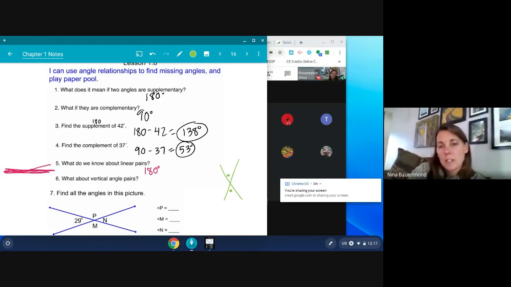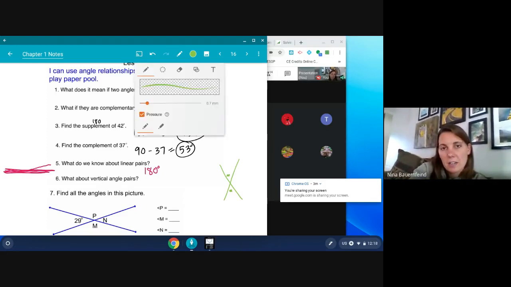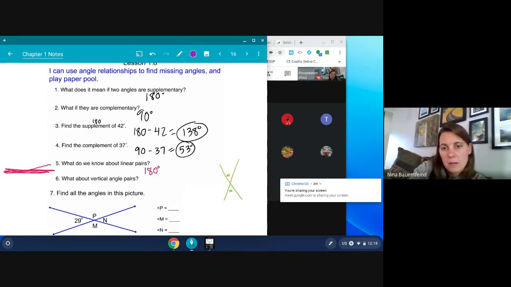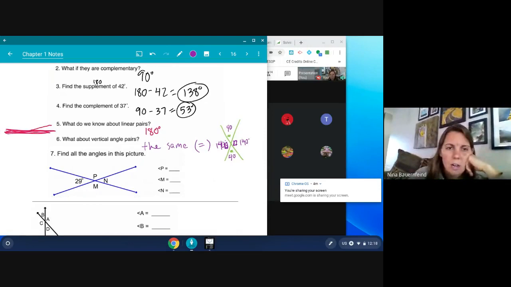Yeah, so these two are going to match up with these and make a couple lines, but they're going to end up being the same or equal. So if that's 40, then that's 40. This would be 140. This would be 140. Okay. All right. So if we look at this one, who can tell me one of the angles?